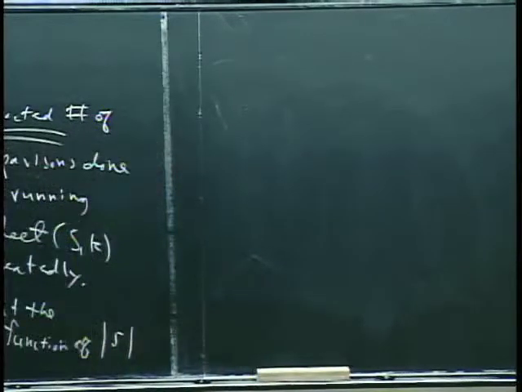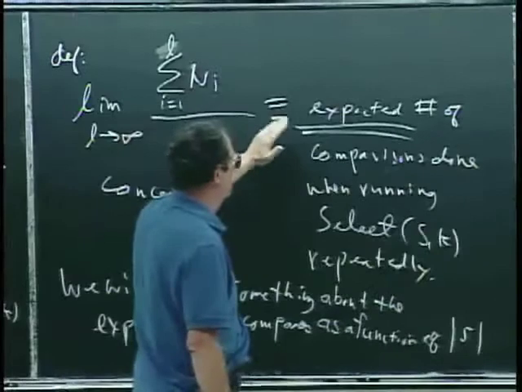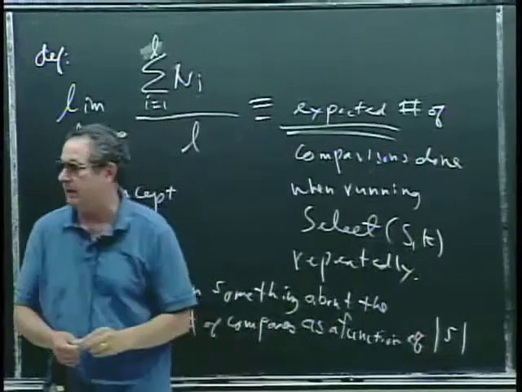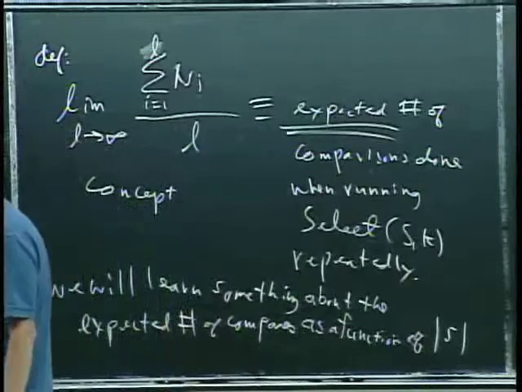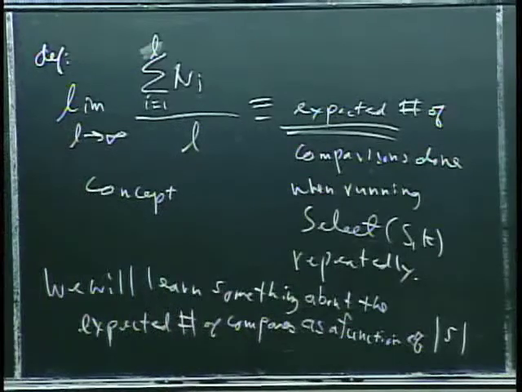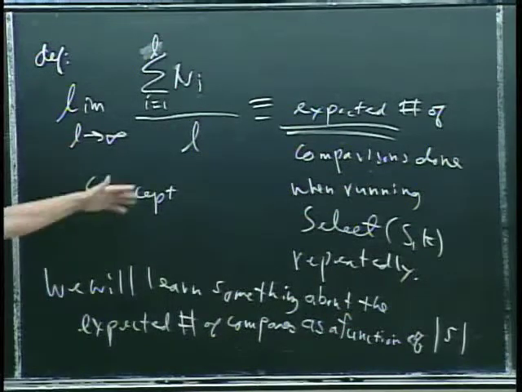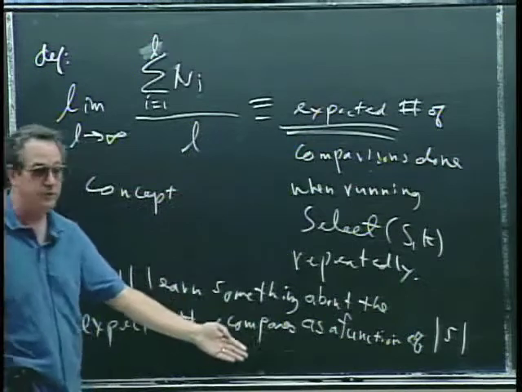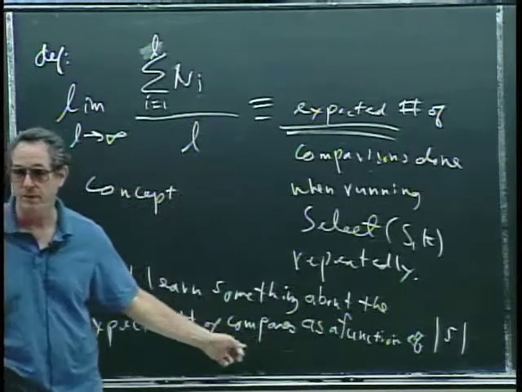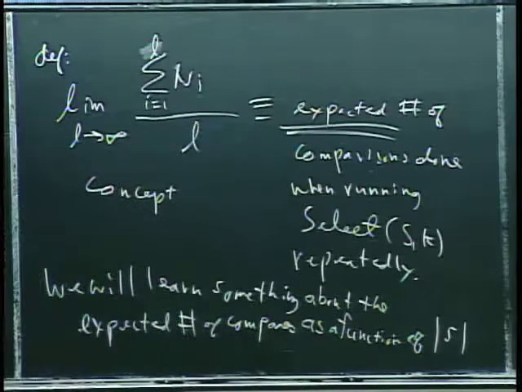Okay, so now, getting back to the question of what do we want to know about this random select algorithm, we want to know the expected number of comparisons that are done as a function of n. Okay, that's what we're going to derive. And worst case was n squared.